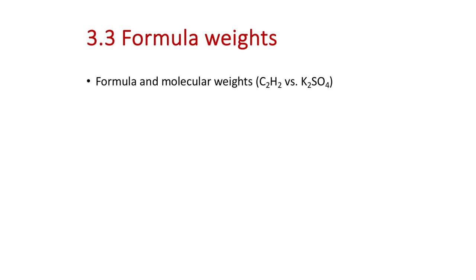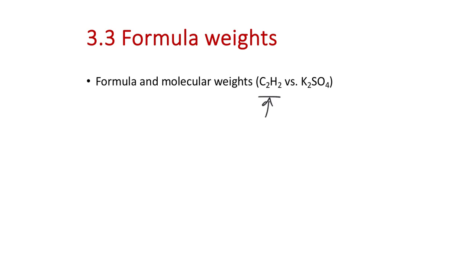So then let's talk a little bit about formula weights versus molecular weights. For any molecule, we're going to get the formula weight for something like CH2 or C2H2, and also its molecular weight, by simply adding up the mass of the atoms in the molecule, or the mass of the atoms in the formula.